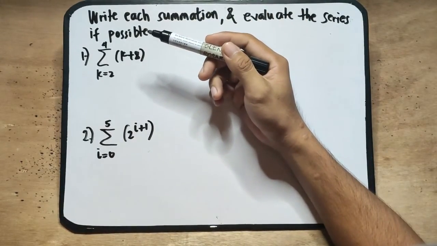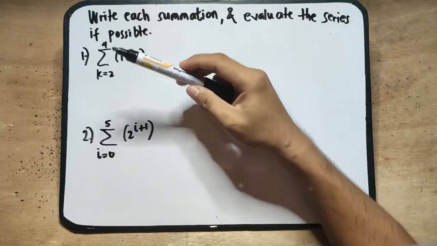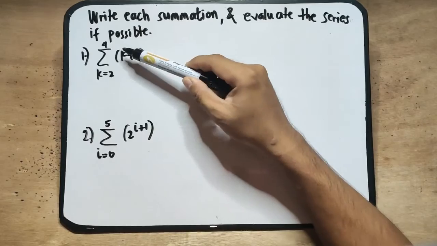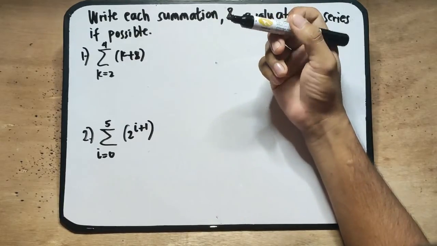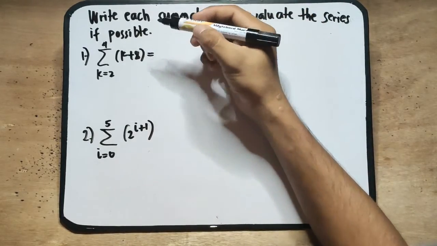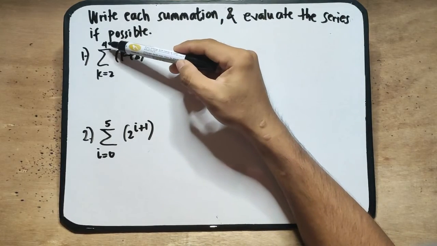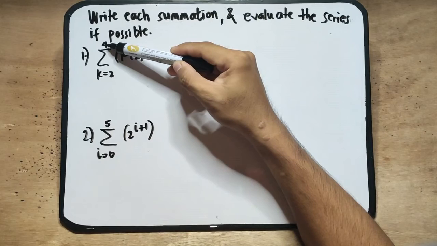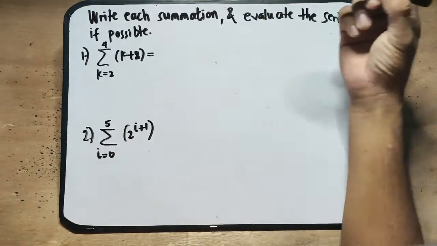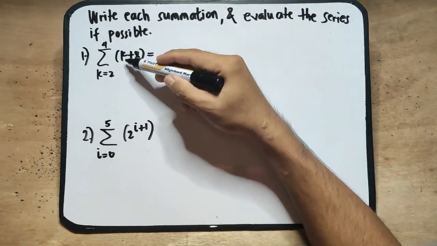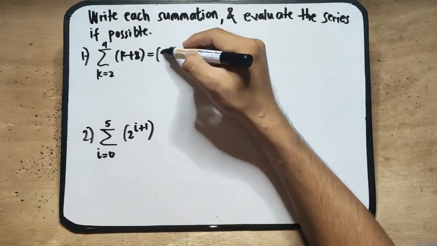So by definition, kung summation siya, we substitute numbers from 2 to 4 doon sa variable na k. So let's do it. So we have, since meron siyang specific value doon sa ating upper limit, we can evaluate the value of the series. Okay, so for k is 2, we have 2 plus 8.